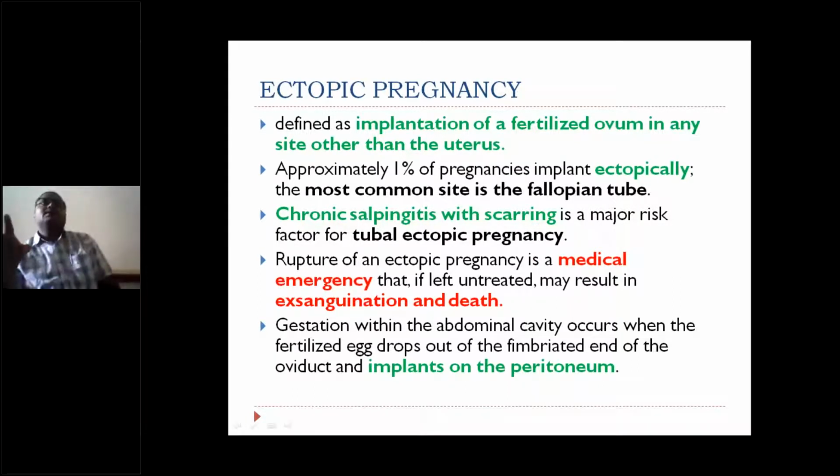And most of the time, because of the rupture, the women do come to the emergency because of the ruptured ectopic pregnancy. Okay, so if you don't treat that ectopic pregnancy, what happens? It results in exsanguination and death.